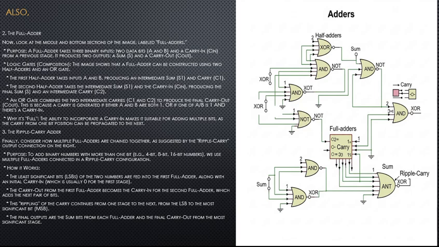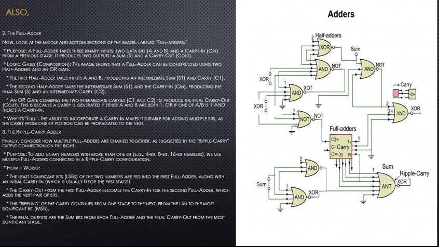The logic gates behind this can be seen in the image. The image shows that a full adder can be constructed using two half adders and an OR gate. The first half adder takes inputs A and B, producing an intermediate sum and carry, which are S1 and C1 respectively. The second half adder takes the intermediate sum and the carry in, which are S1 and Cin, producing the final sum and an intermediate carry C2.